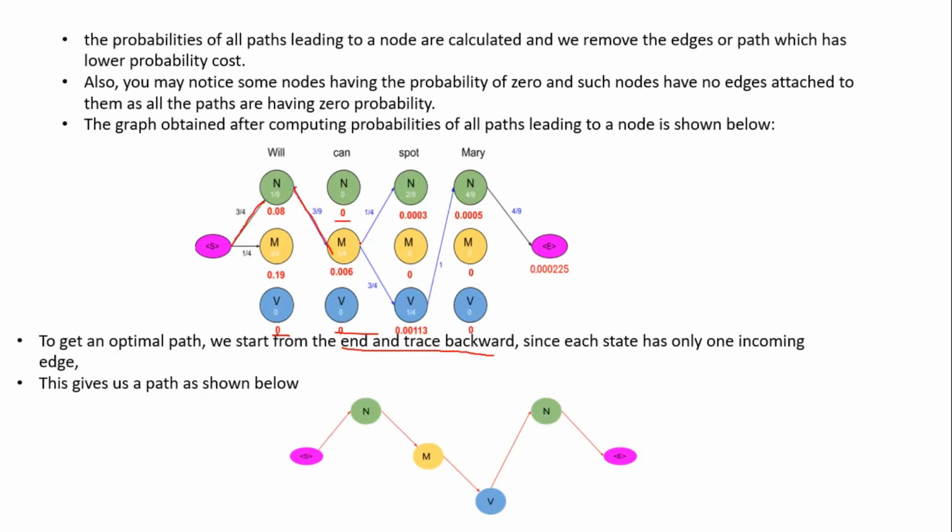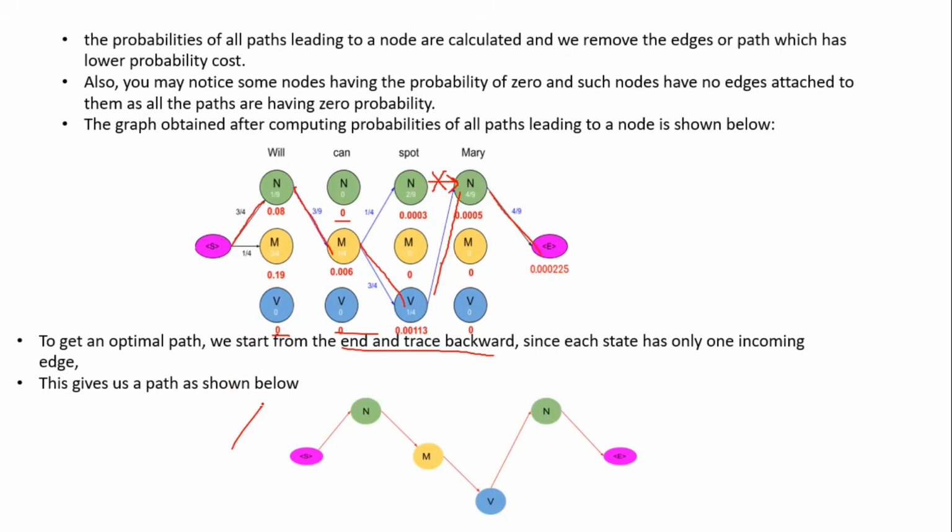Start, noun, and here it is verb, noun, and end. So before, in our previous example, without using this Viterbi algorithm, we even saw the edge from noun to noun also. But here we removed that. So we optimized the path or graph even better. So here, instead of having two paths, we are just having a single path. And this is your final graph.